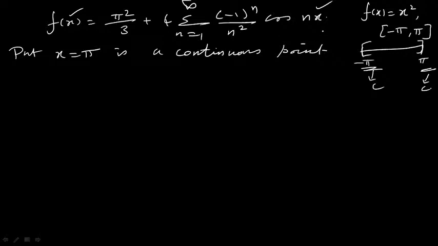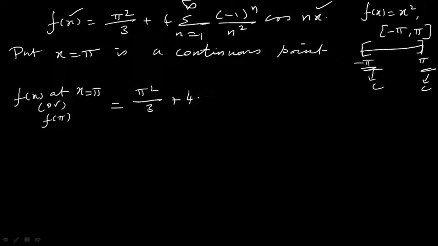So in these two places we have x. Now f of x at x equal to pi, or you may write this as f of pi, both are equivalent. That is equal to pi square divided by 3 plus 4 times sigma n varies from 1 to infinity minus 1 whole power n divided by n square cos n pi. You know the value of cos n pi, isn't it?